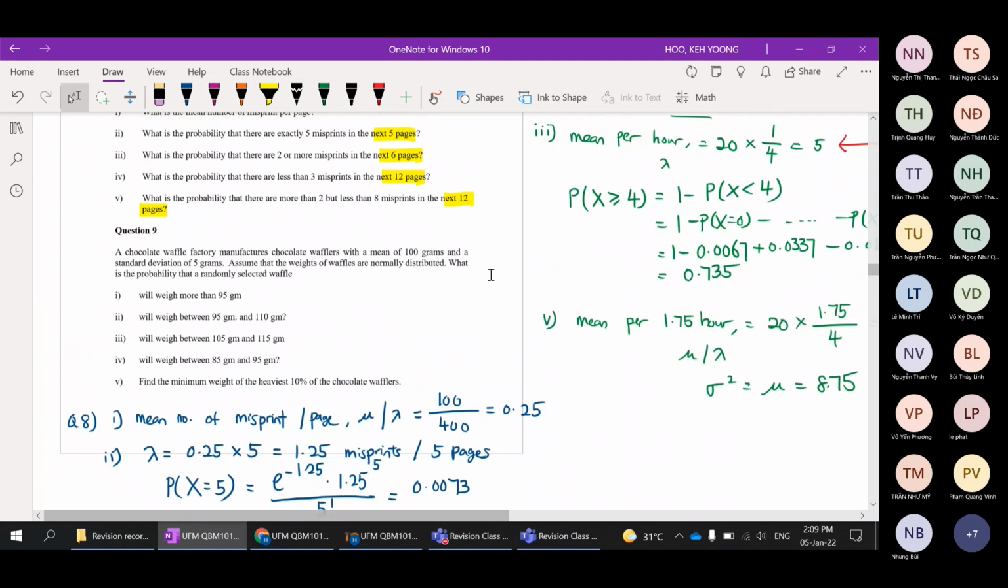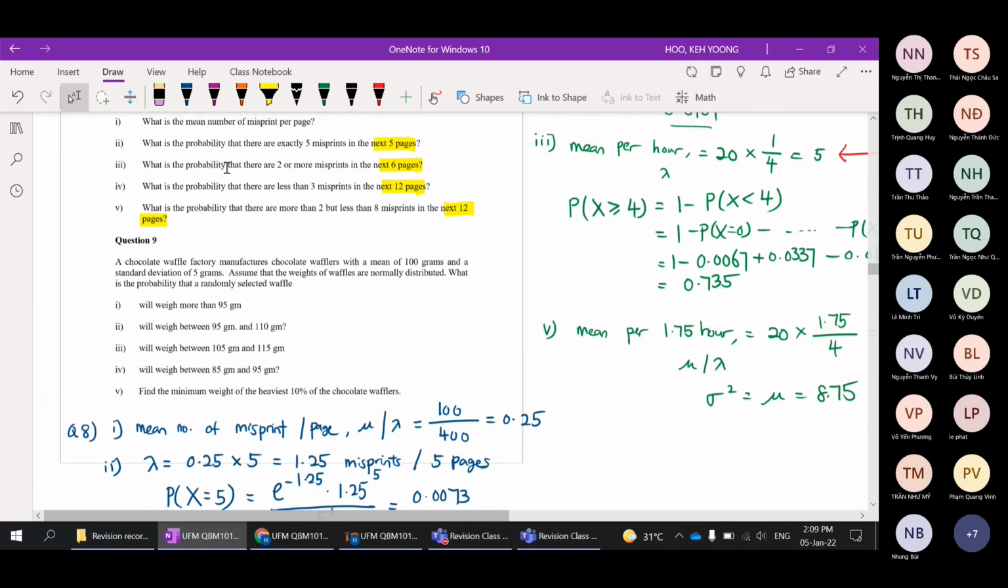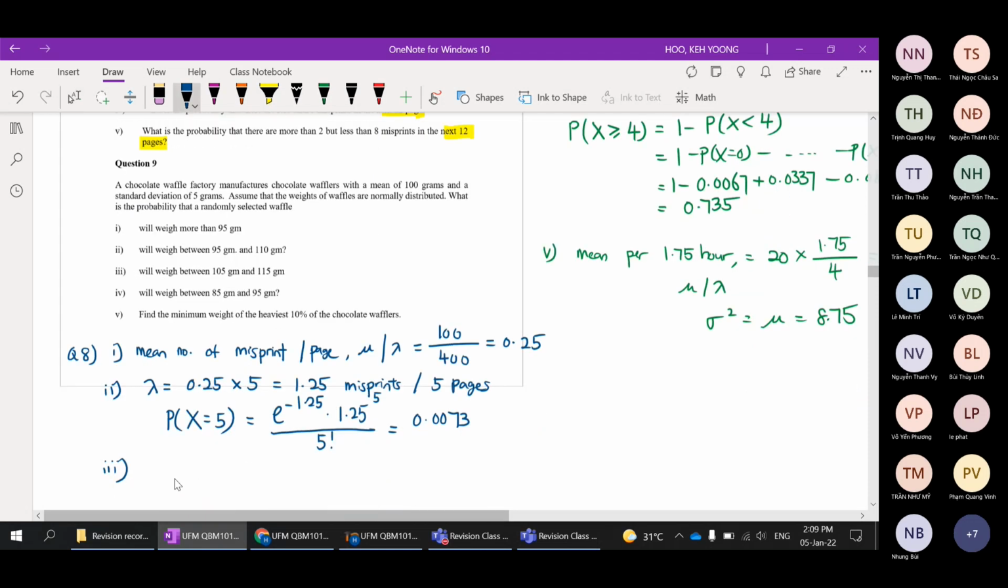Next question. What is the probability that there will be 2 or more misprints in the next 6 pages? First we find the new lambda, because now we have 6 pages. So our new lambda will be 0.25 times 6. The average number of misprints is 1.5 misprints per 6 pages.